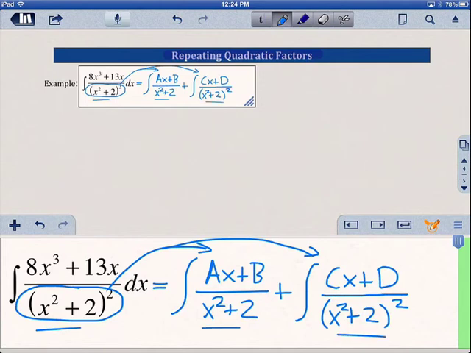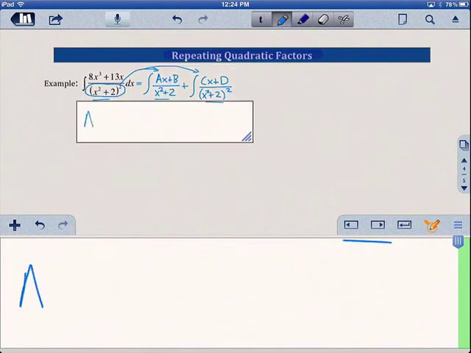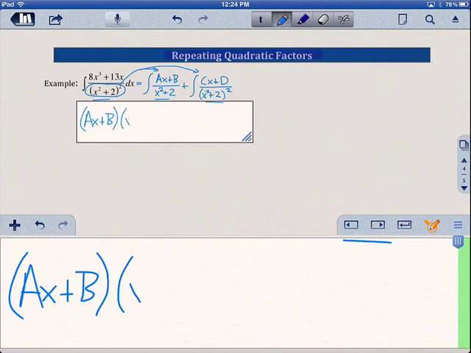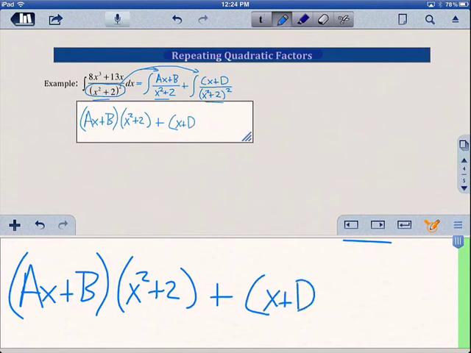factors here. So we're going to be left with ax plus b, and then we're still going to have one of the factors, x squared plus 2, because we're only able to cancel one of them. And then for cx plus d, both factors are going to cancel, so we're just going to be left with cx plus d. And then we'll recall that this still equals the numerator, 8x cubed plus 13x.